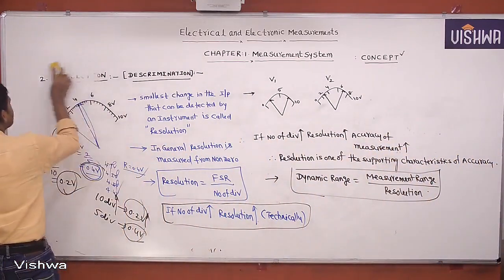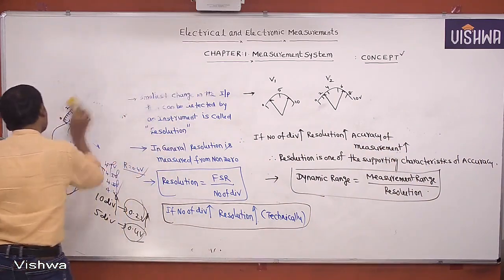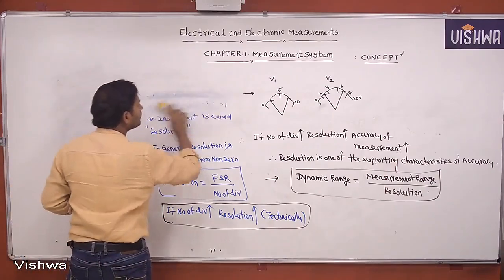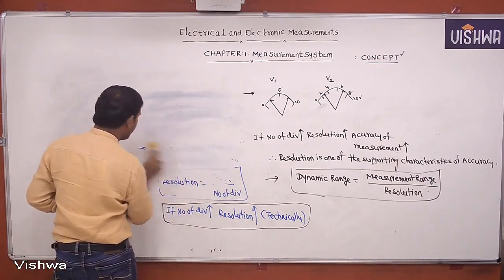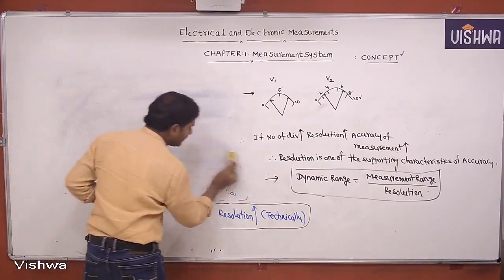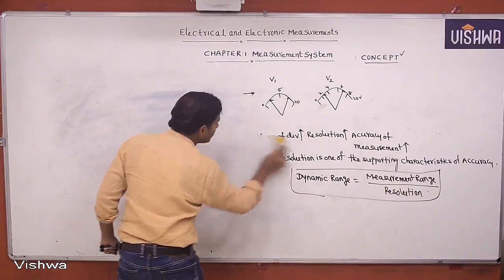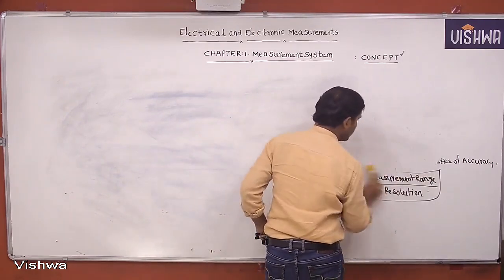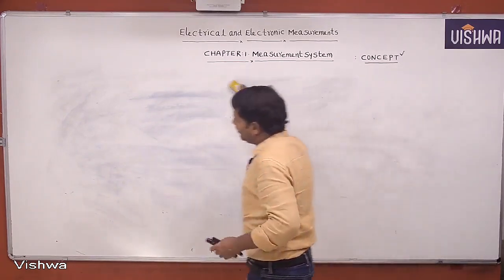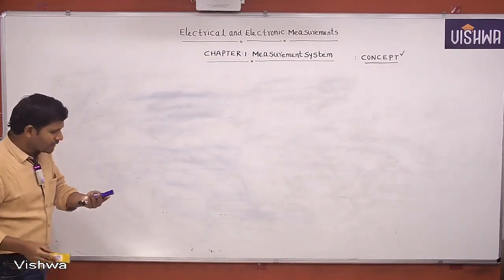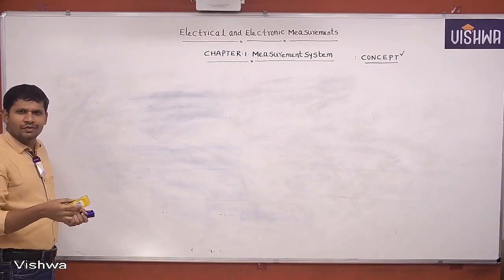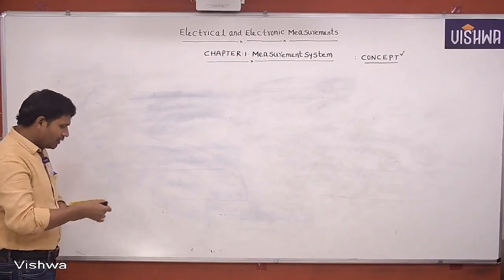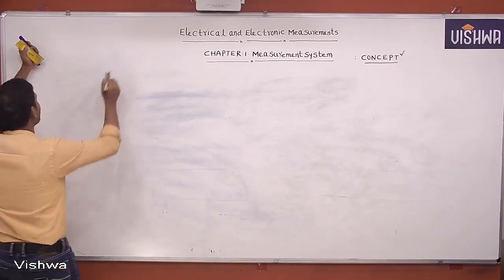Another important characteristic of an instrument is precision. Before discussing precision, first I will discuss linearity and sensitivity of an instrument. After that, we go for precision of the instrument. Yes, I'm changing this sequence here. First I will discuss what the linearity of an instrument is.